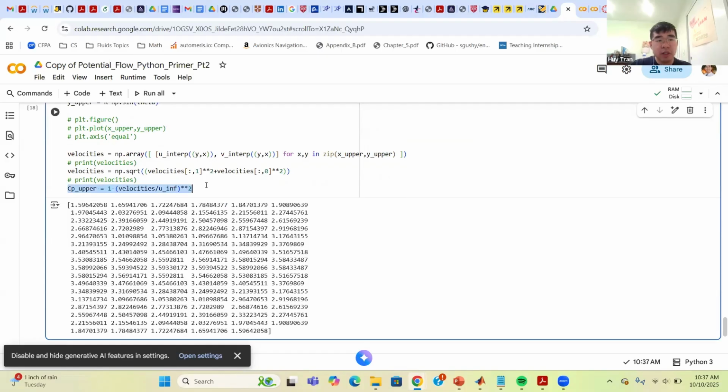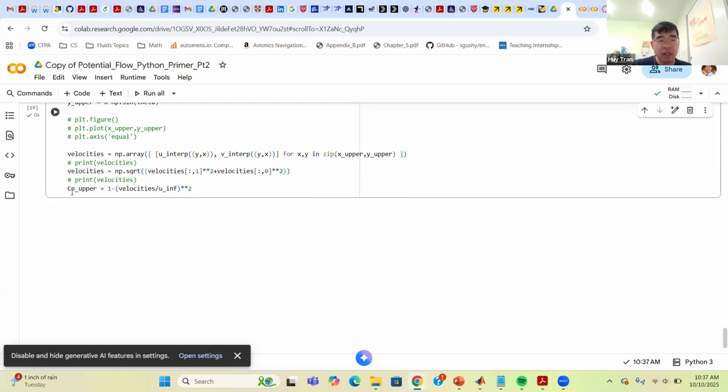So using the formula I showed you earlier in my PowerPoints, I can now obtain this associated coefficient of pressure, Cp upper. That is what we have solved for: the pressure distribution on the upper side of the cylinder. But that alone isn't really meaningful to us yet.